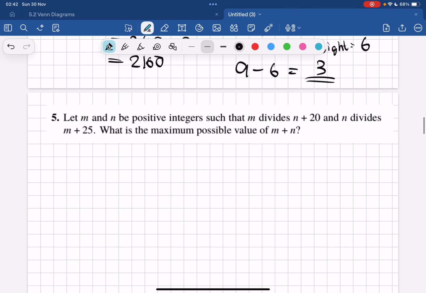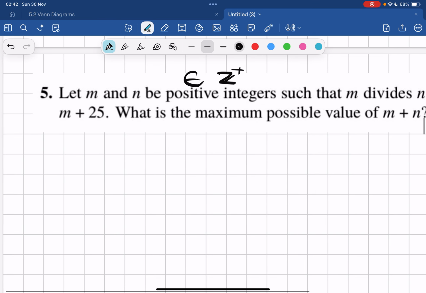On to the next Olympiad problem. We've got m and n as positive integers, so elements of Z plus, such that m divides n plus 20 and n divides m plus 25. What is the maximum possible value of m plus n?